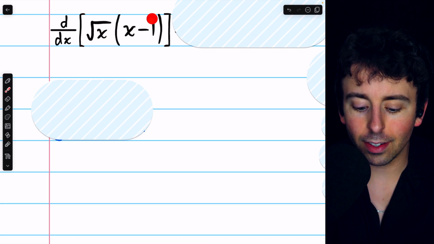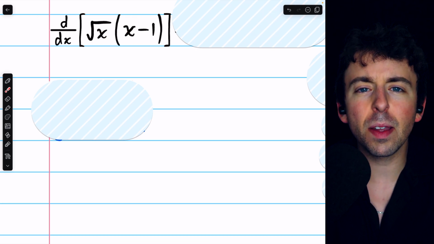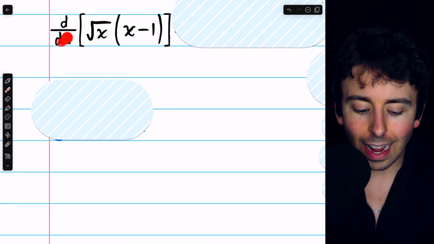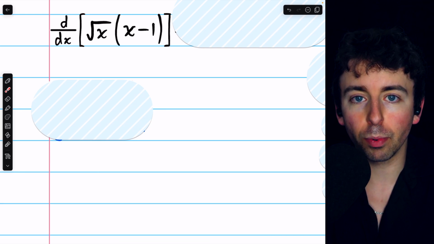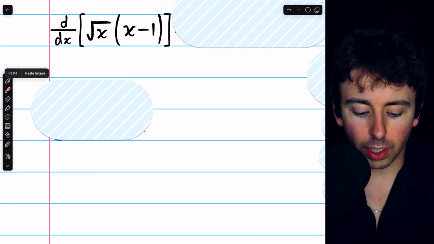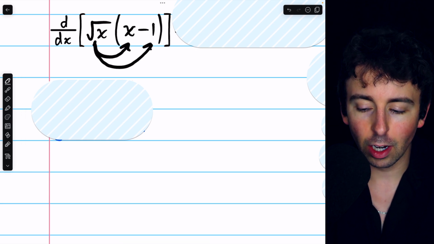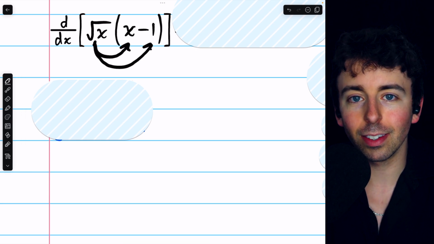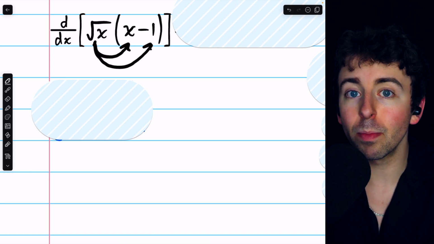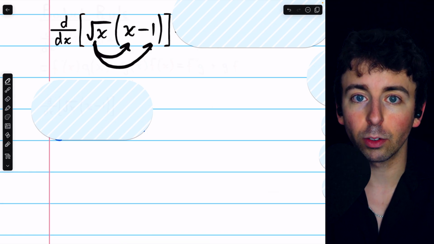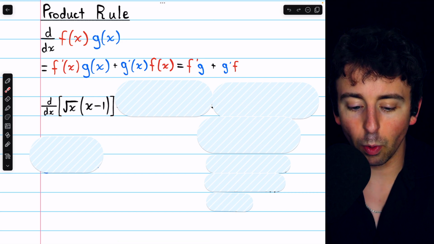The square root of x times x minus 1 is a product of functions, so to take its derivative, we can use the product rule. Now, alternatively, you could distribute this square root of x through the parentheses, rewrite everything with exponents, and just use the power rule, but for practice, we're going to use the product rule.